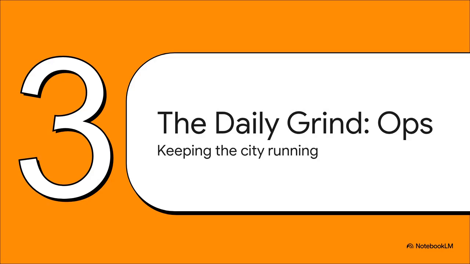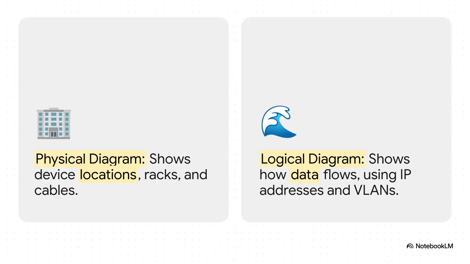So once the network is all built, you can't just walk away. The real work is just beginning. Our third section is operations, and it's all about the daily grind of managing and maintaining everything to keep our digital city up and running 24/7. You literally can't manage a network without a map. Actually, you need 2 maps.